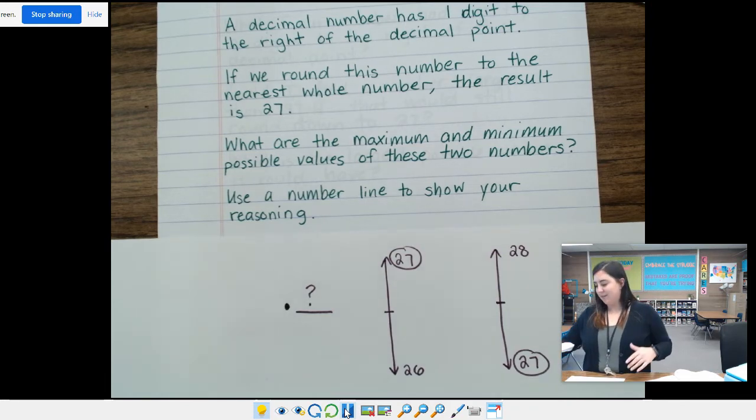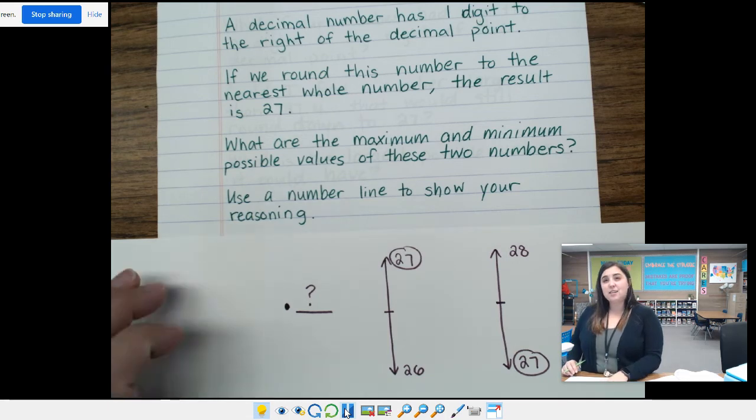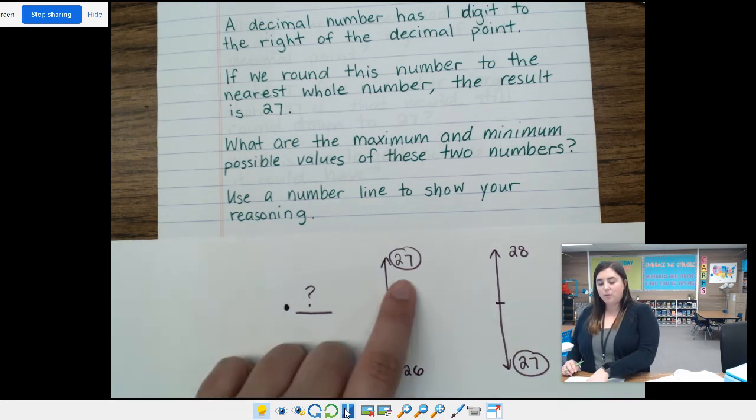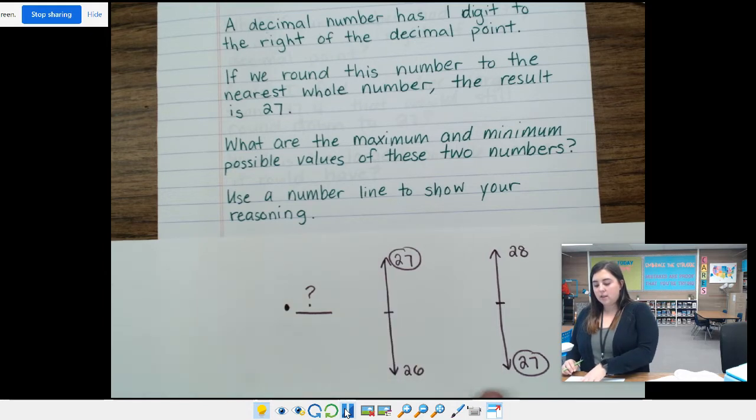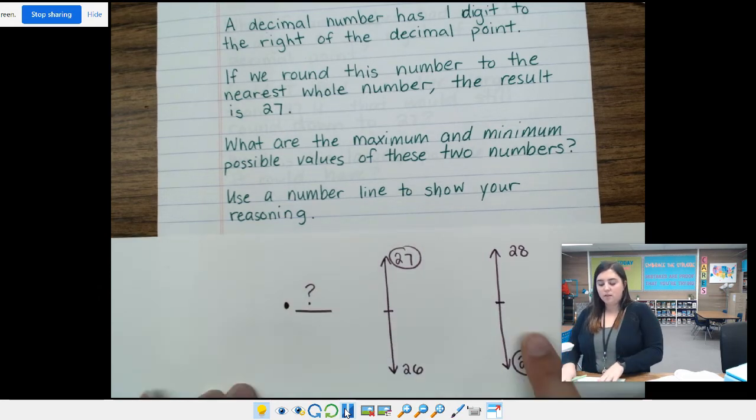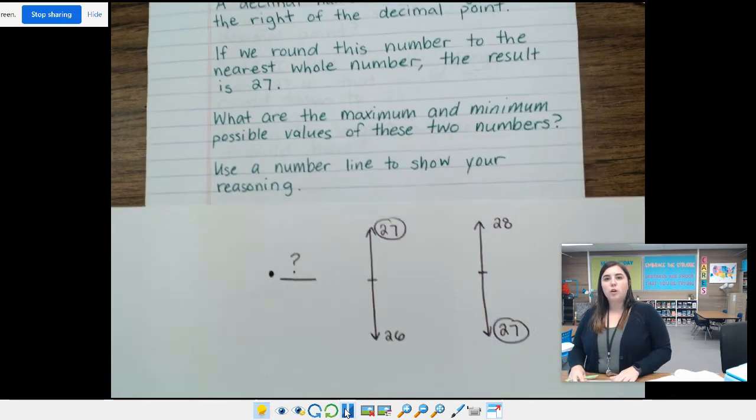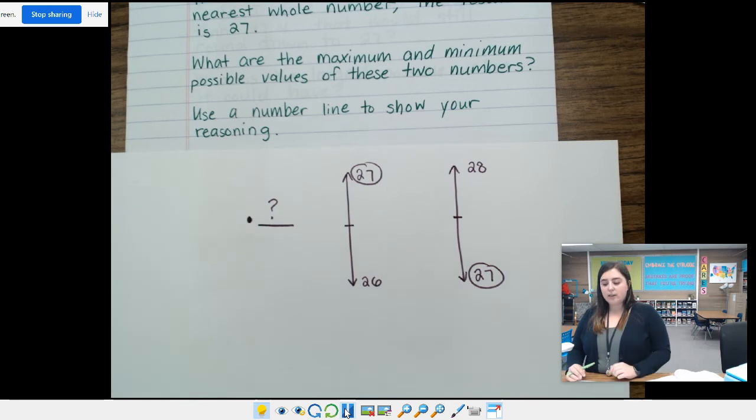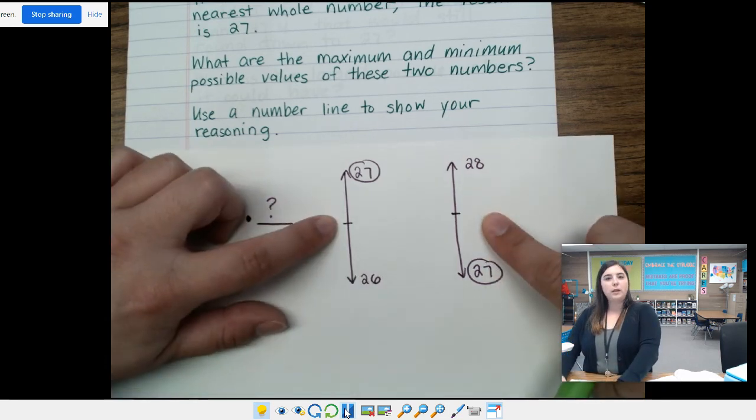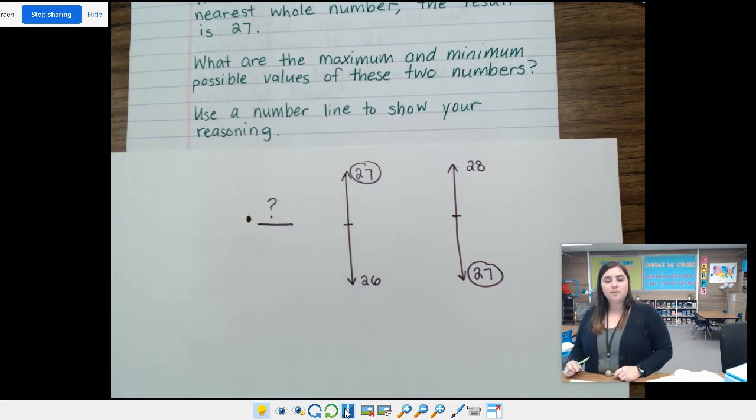I love these problems. They're so good. So what's the maximum? So what's the highest number it could be that would make me round to 27? And what is the smallest number, or I guess maximum number would be here, minimum here. But what number could it be that would still let me round down instead of going up? So we're going to have to do some work. Take a second while you pause the video. Figure out what would be the midpoint of these two numbers.